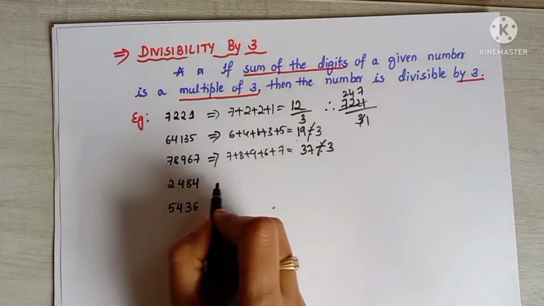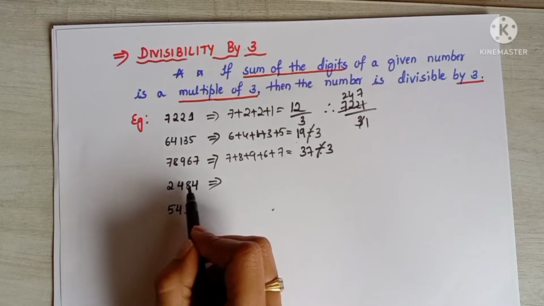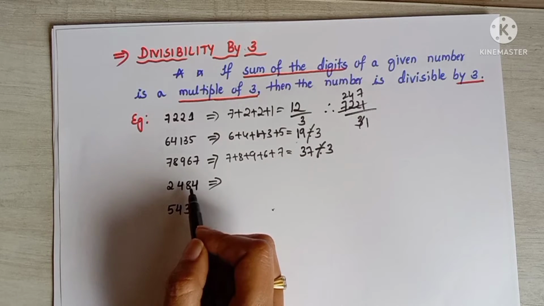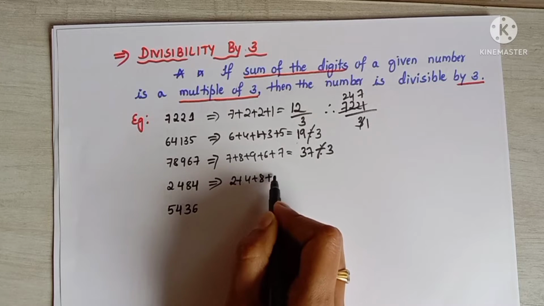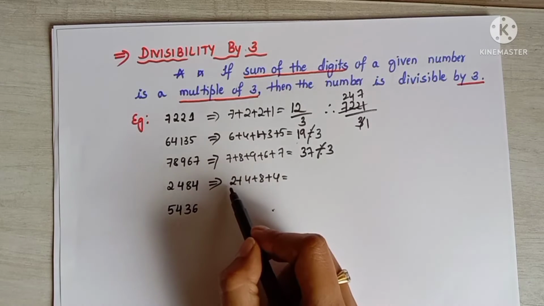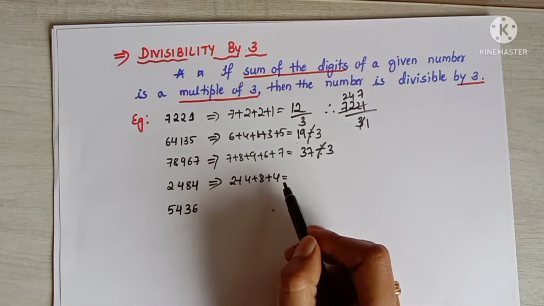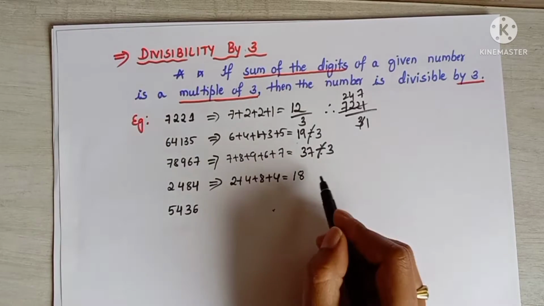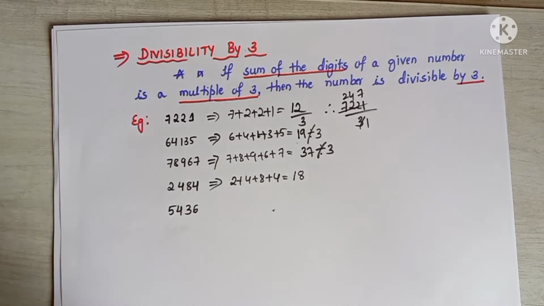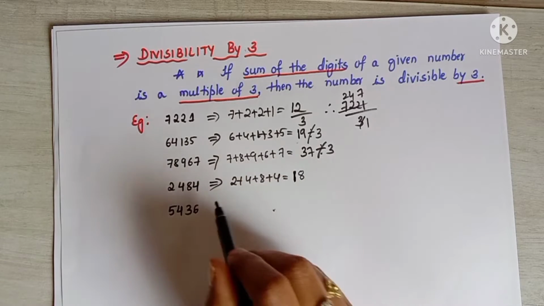Let us take this example. What we have to do? We have to sum the digits. Means we have to add digits. That is 2 plus 4 plus 8 plus 4, which is equal to what? 2 plus 4 is 6. 6 plus 8 is what? 14. 14 plus 4 is 18. So is it divisible by 3? Yes, because in the 3 table we have 18. Therefore, this 18 is divisible by 3.